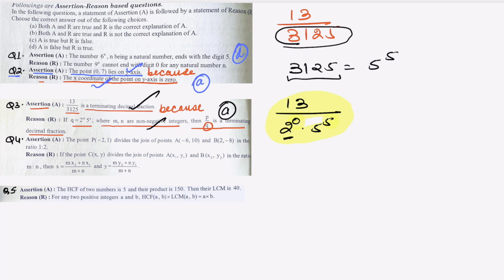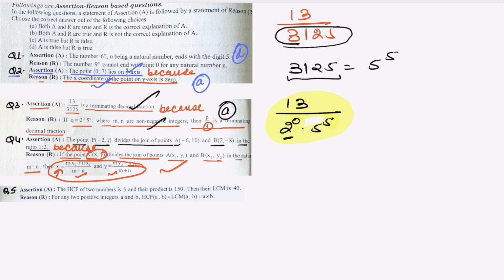Now in question number 4, assertion is saying the point P divides the joins of point A and B in the ratio 1:2. Here we will write, because if the point C divides the join of point A and B in the ratio m:n, then coordinates of this point C, the x coordinate will be this and y coordinate will be this. Yes, this is correct. We have studied this formula in chapter coordinate geometry. This is section formula. Na? So the reason is correct.